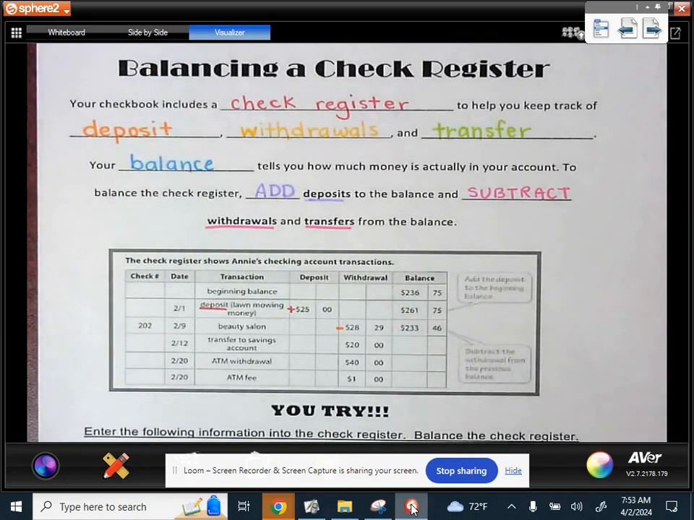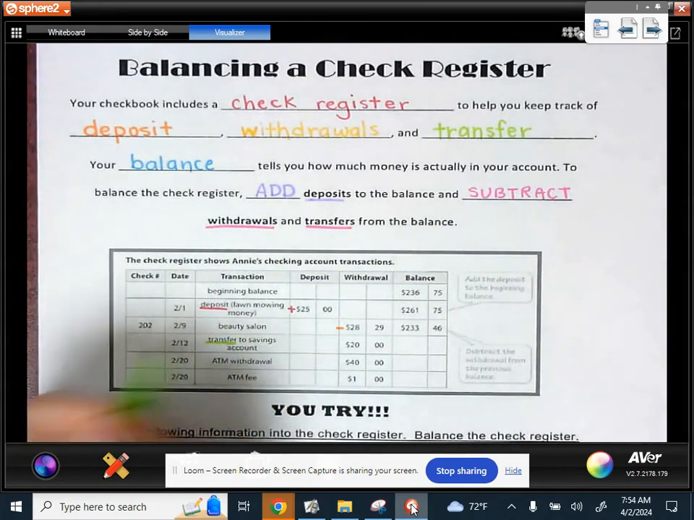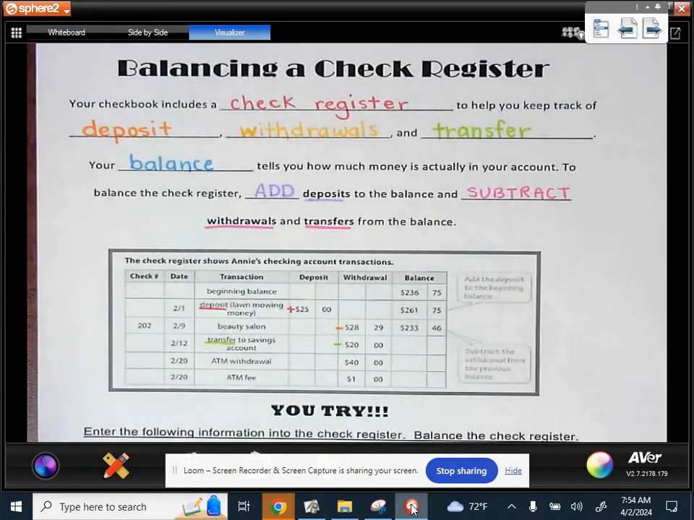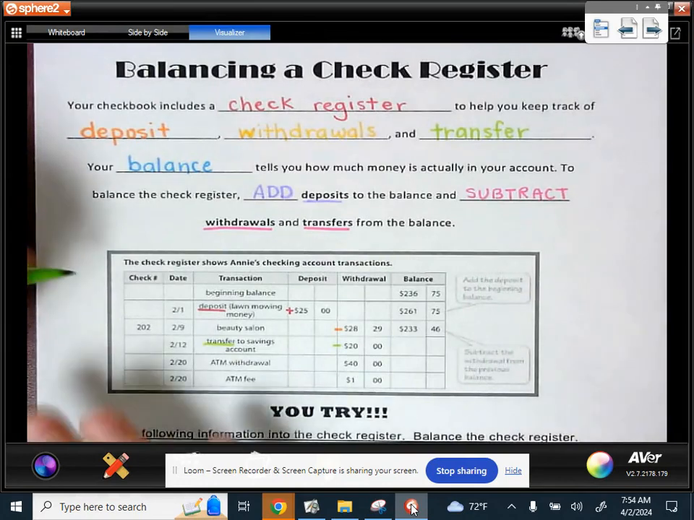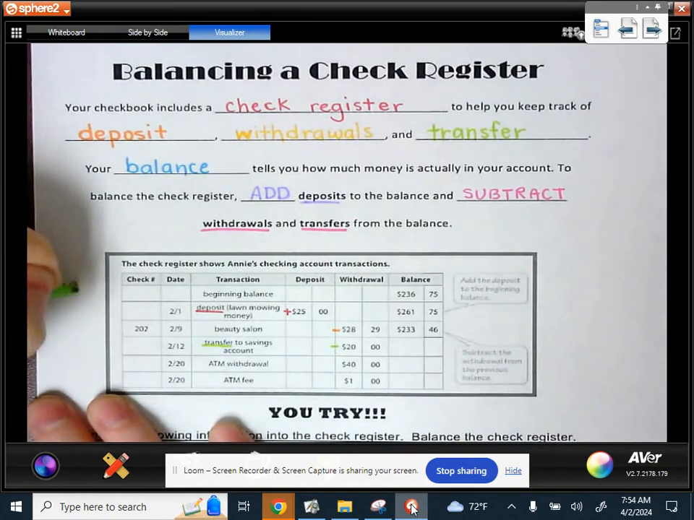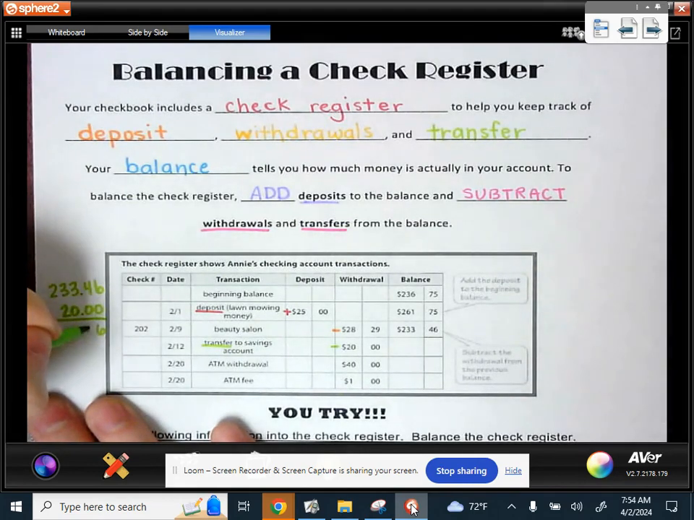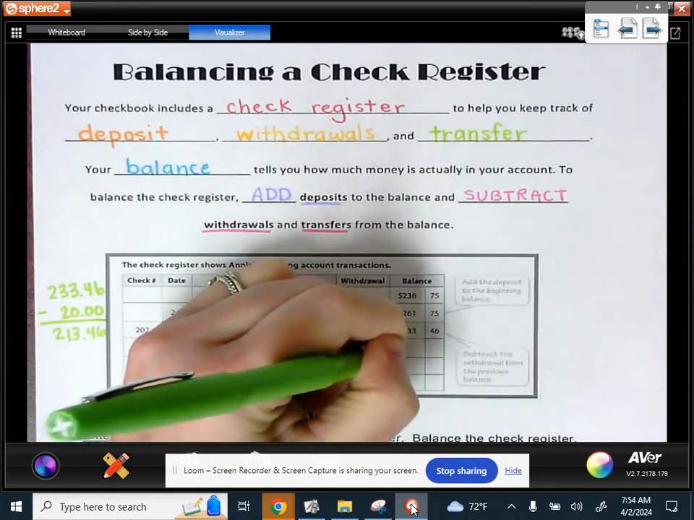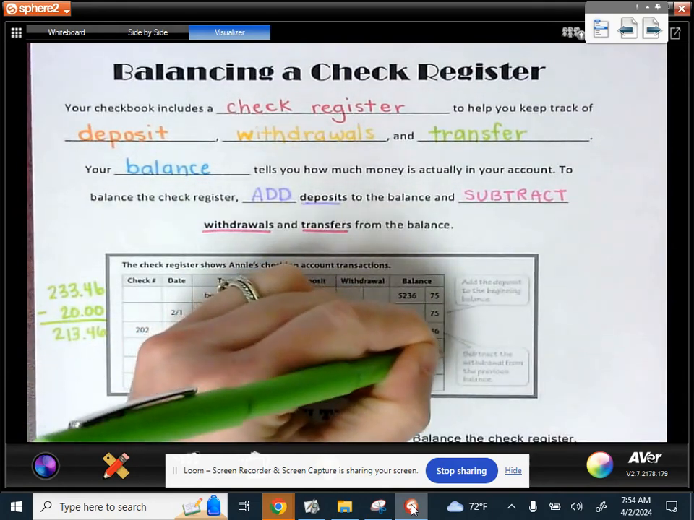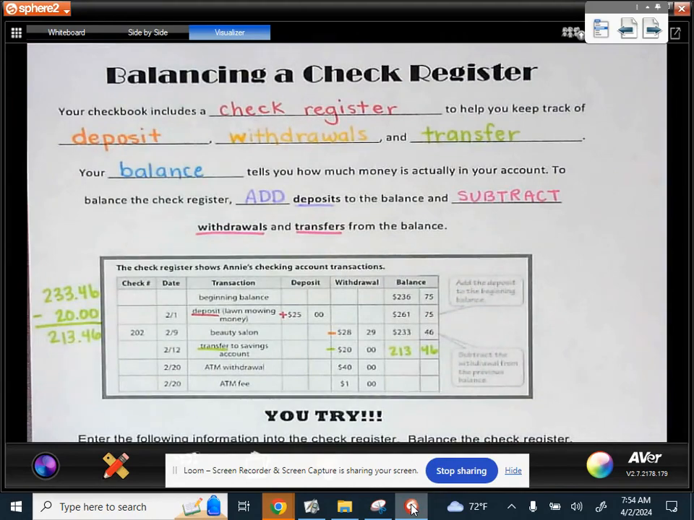So now we need to do the rest of these. It says transfer to savings account. So that money's coming out of our checking account. After the last transaction, we had $233.46. We need to take out $20. Don't forget to always line up your decimal points. When I subtract those, I get $213.46. So go ahead and write that as our new balance, $213.46.